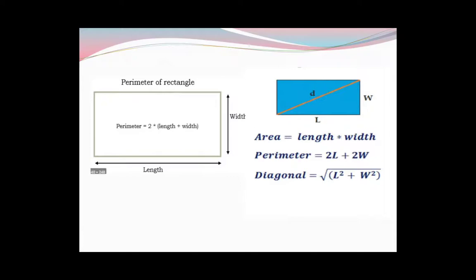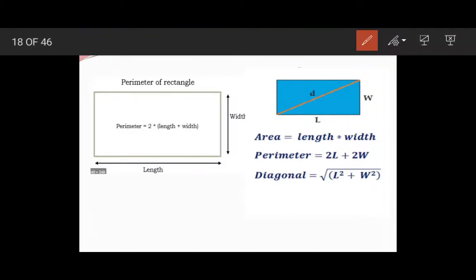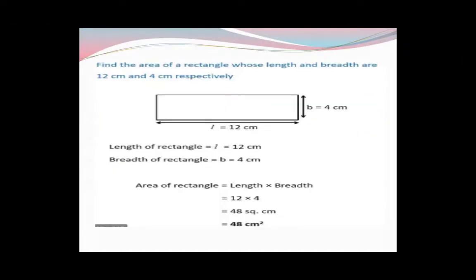So, as we know, area of a rectangle is length into breadth and perimeter is the sum of all the sides, right? Sum of all the sides means 2 length plus 2 width, right? And the diagonal is root of L square plus W square, okay? Now, perimeter is 2 into length plus width, okay? So this is the mensuration for a rectangle.